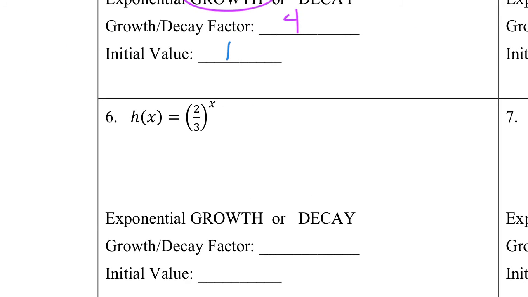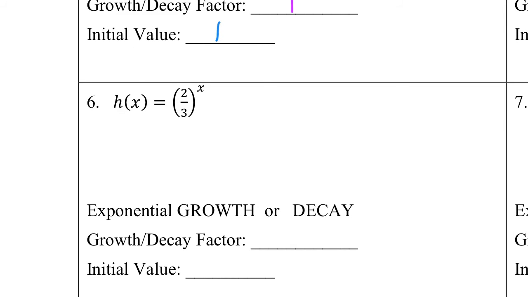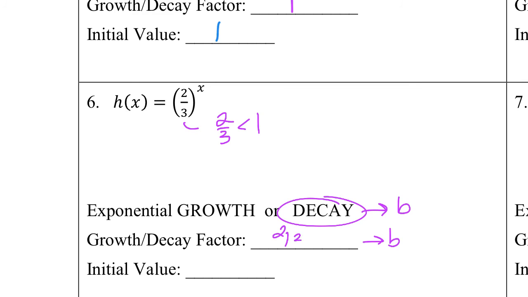h of x equals 2/3 to the x. So growth or decay, well, we need to find our b for this. So this is that b value. b is equal to 2/3. So 2/3 is smaller than 1, so that means it is decay. The growth or decay factor, that's also b. Well, that's the actual number. It's 2/3. The initial value, that's your a. That's the y-intercept. Since it's not showing an a, that means there's a 1 in front here that nobody writes, and that's the a. So we have an initial value of 1.